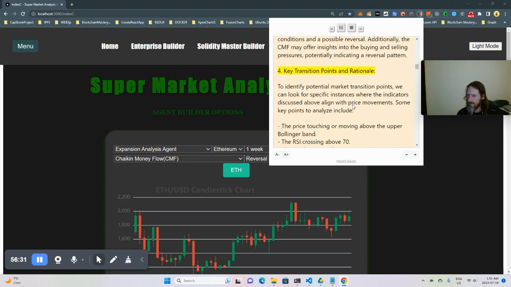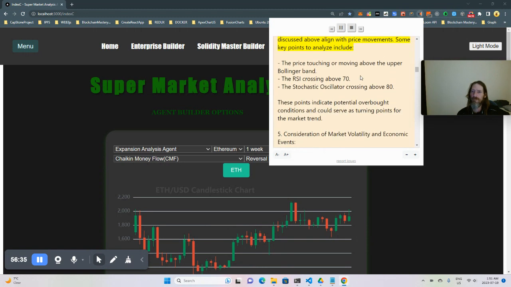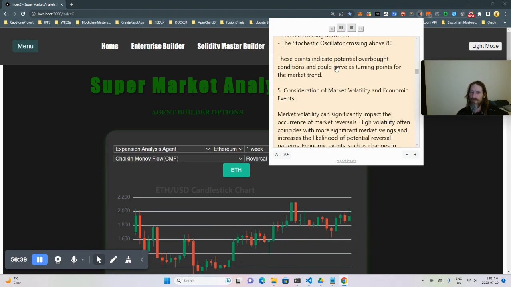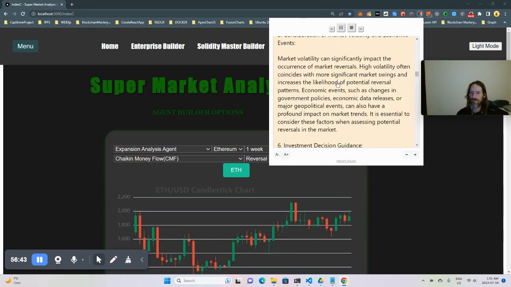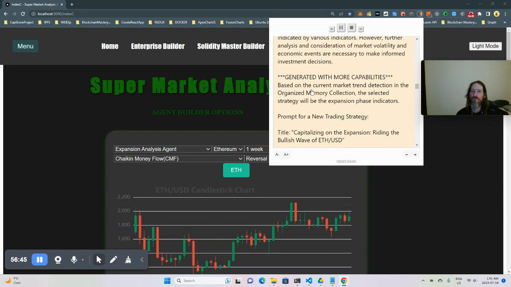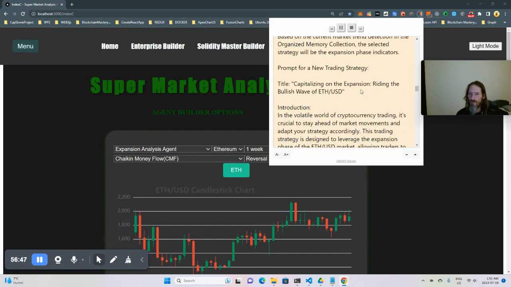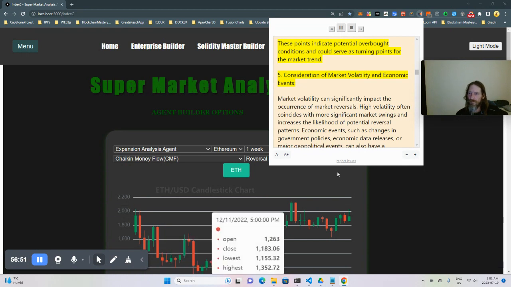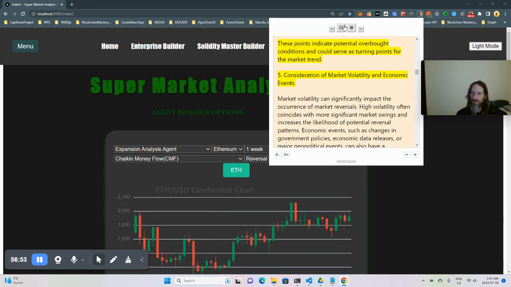4. Key transition points and rationale. To identify potential market transition points, we can look for specific instances where the indicators discussed above align with price movements. Some key points to analyze include the price touching or moving above the upper Bollinger Band, the RSI crossing above 70, the stochastic oscillator crossing above 80. These points indicate potential overbought conditions and could serve as turning points for the market trend. 5. Consideration of market volatility and economic.